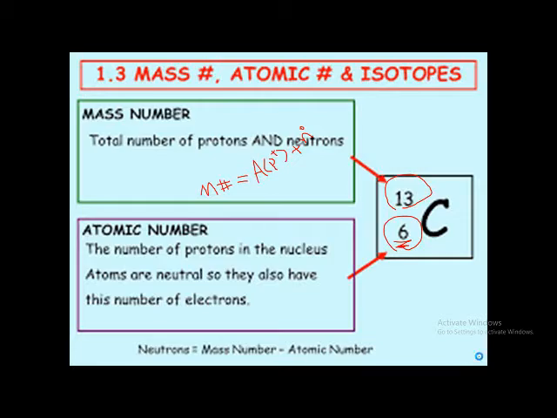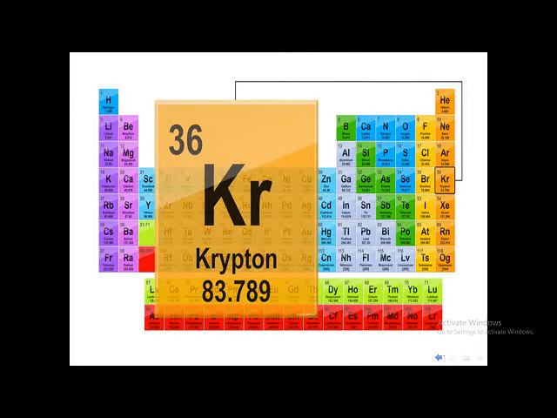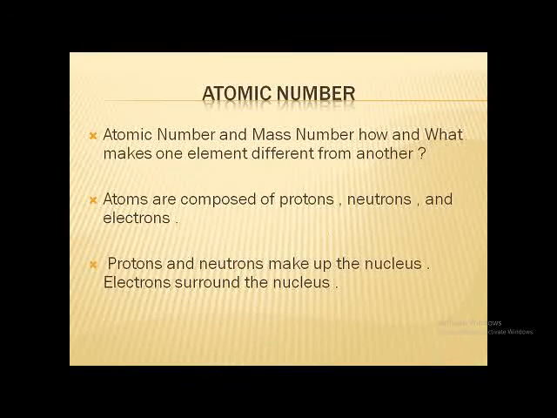So let's go to the second slide here, not this one. Okay, atomic number. So what makes different elements different? What makes elements different from each other? How can we know that we have a different type of element? If we have a different number of protons and number of electrons, that means we have different elements.